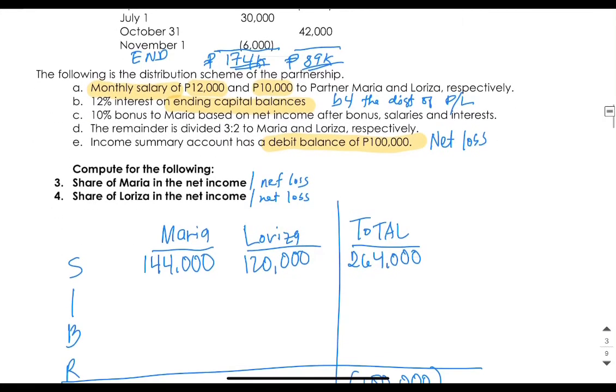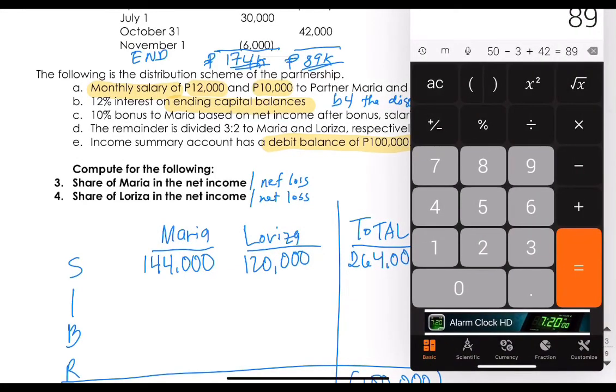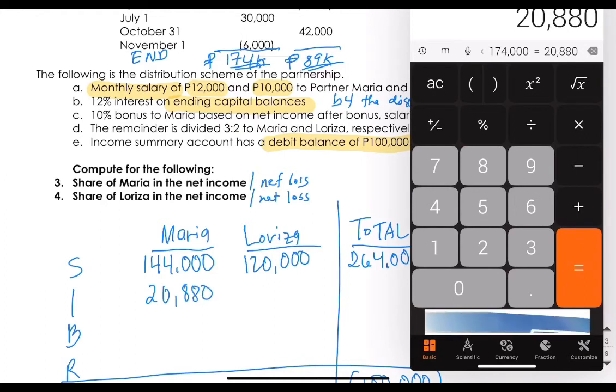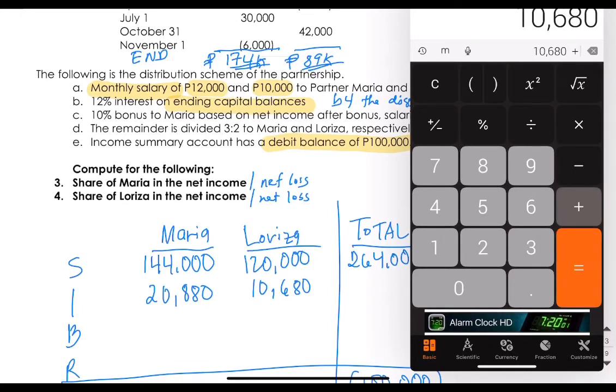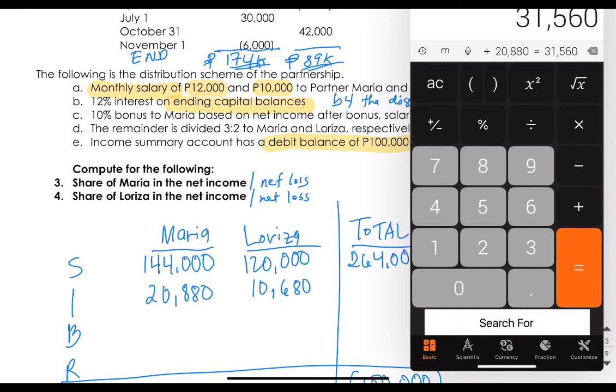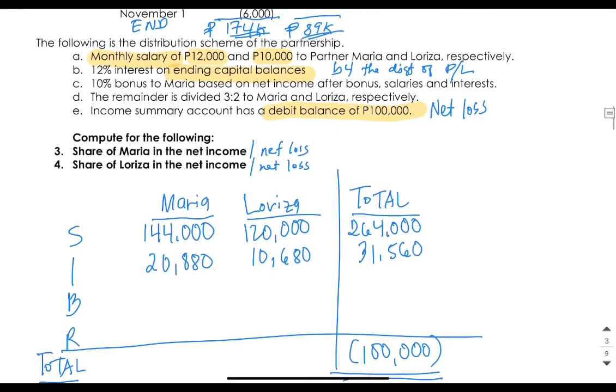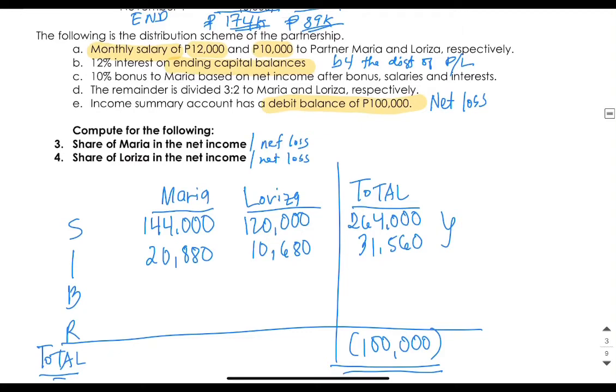So that is 12%. 12% times 174,000 is 20,880. And 89,000 times 12% will give us 10,680. So the total amount would be 10,680 plus 20,880. Total interest amounted to 31,560. Please take note again that salaries and interest are provided to partners regardless of the result of the operation.